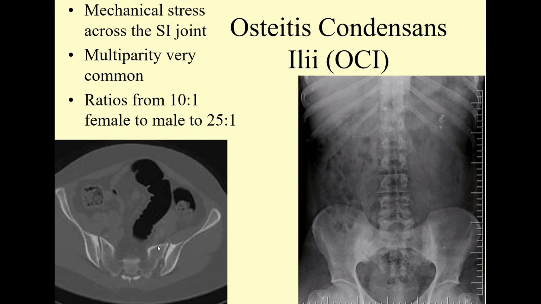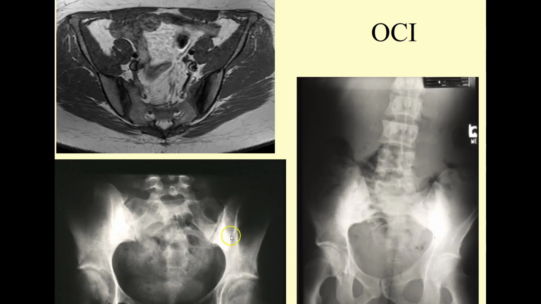You can see the cortex is white, so you know you're looking at a CT image. And notice that the density is concentrated on the iliac side, very typical of an OCI presentation. Here's another example, very broad-based, very dense, roughly triangular shape of density involving the iliac side of the SI joint. Overlying bowel gas makes this a little more difficult to appreciate, but again, very dense.